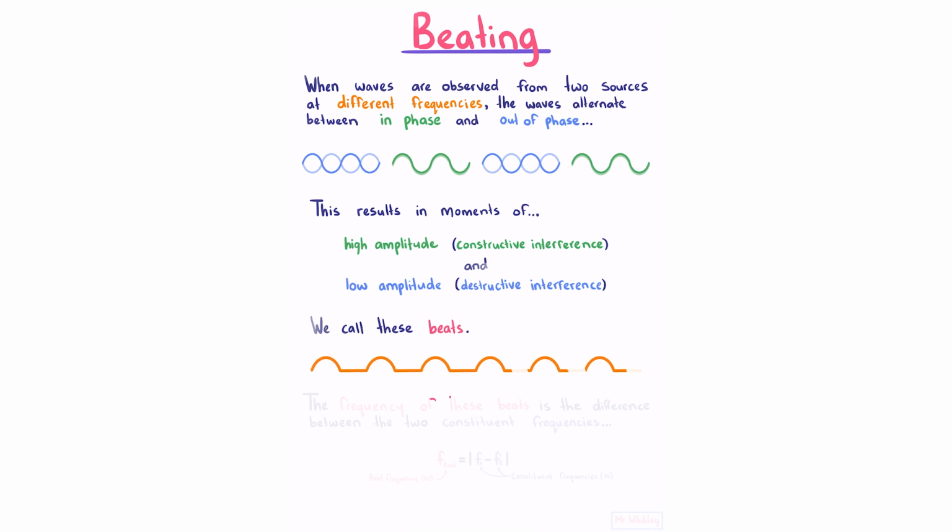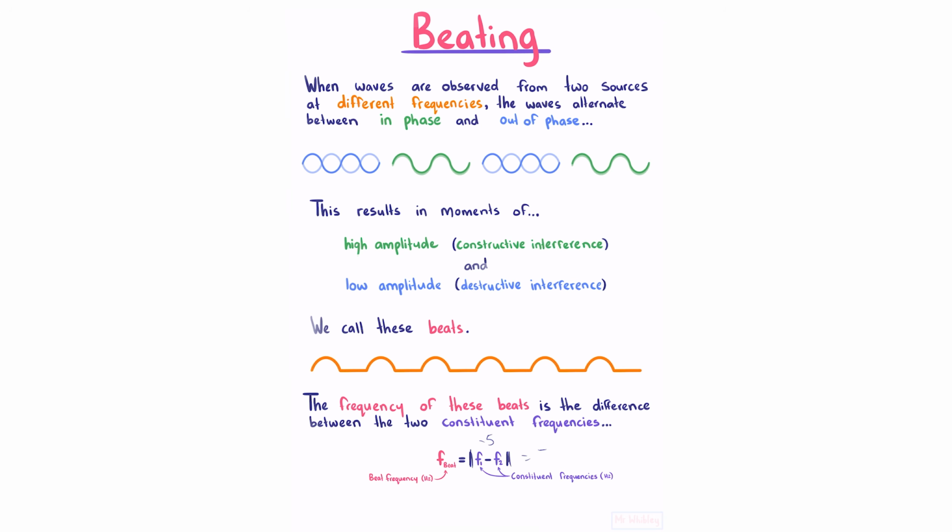The frequency of these beats is the difference between the two constituent frequencies, and so the beat frequency is |f1 - f2|, and these lines on each side are a mathematical function that takes the absolute magnitude, which is to say it just makes anything inside of it positive rather than negative, so that if the result of f1 minus f2 was negative 5, these lines here would turn that into positive 5, and if it was instead positive 5, then it would remain positive 5.